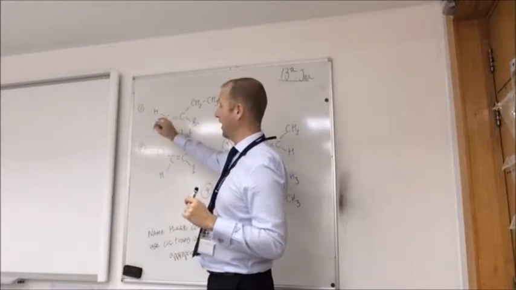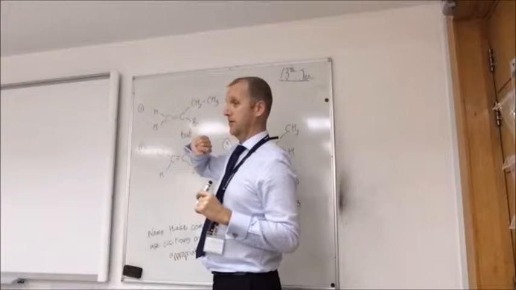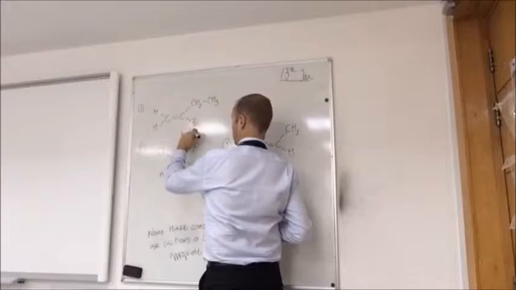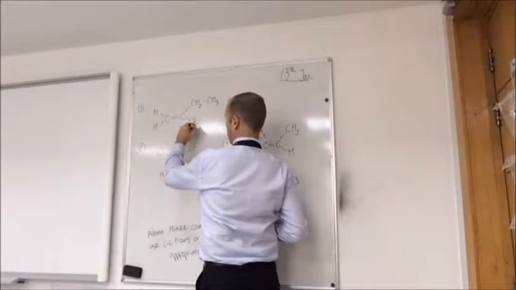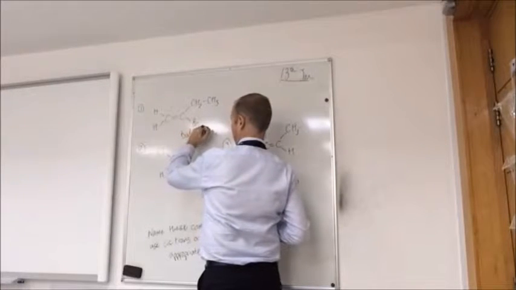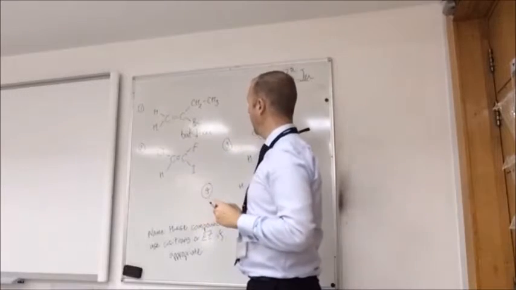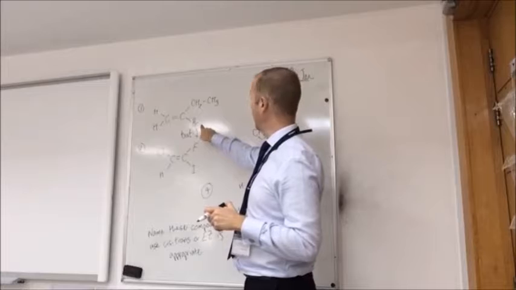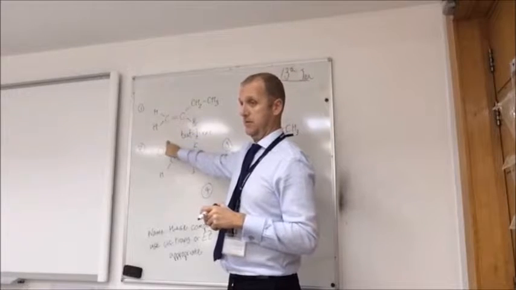What's the lowest number that I could give to the double bond? 1. Exactly. So it needs to be bute 1-ene. That looks terrible, but bute 1-ene. Okay. But I've got this as well, the Br. So what do I need to put in front of it?